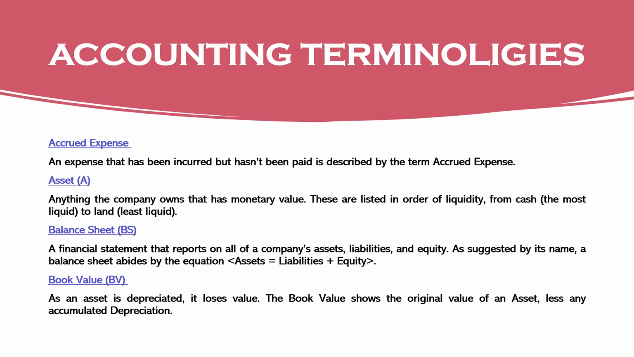Let's see what is an asset. Anything the company owns that has monetary value. These are listed in order of liquidity from cash to land. Now let's see what is a balance sheet. A financial statement that reports on all of a company's assets, liabilities and equity. As suggested by its name, a balance sheet abides by the equation, that is assets equal liabilities plus equity.